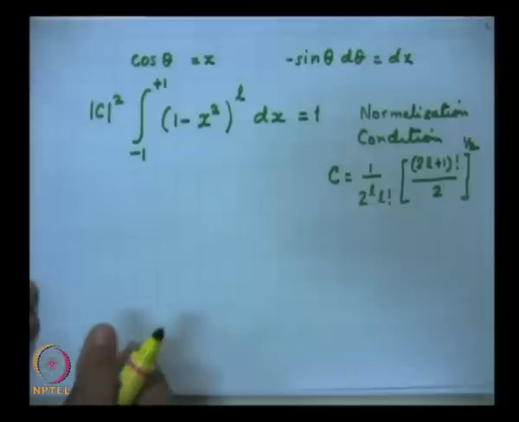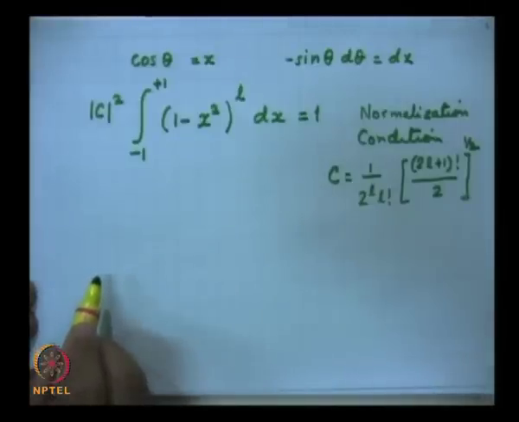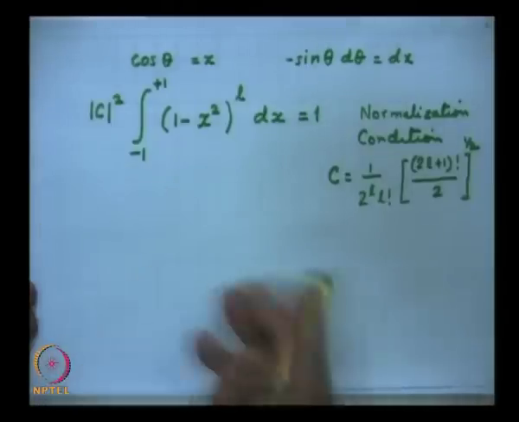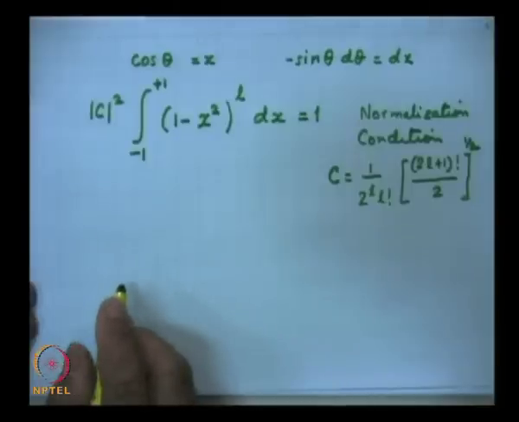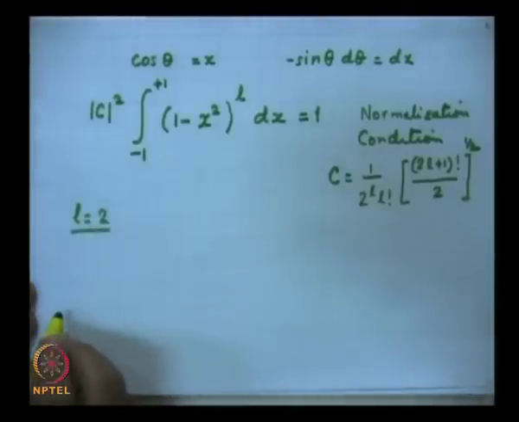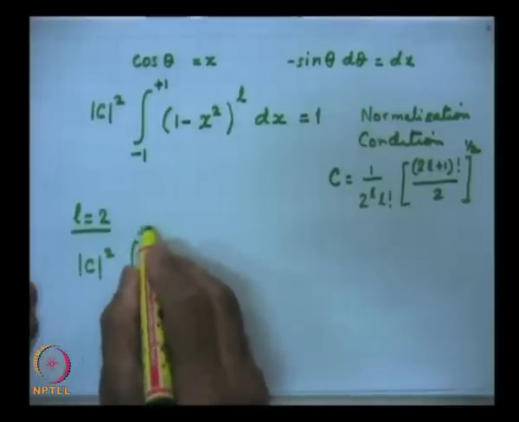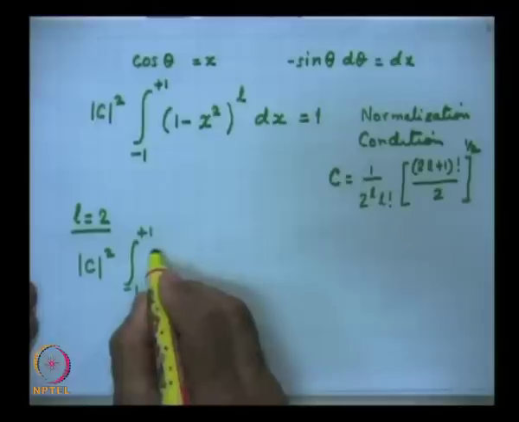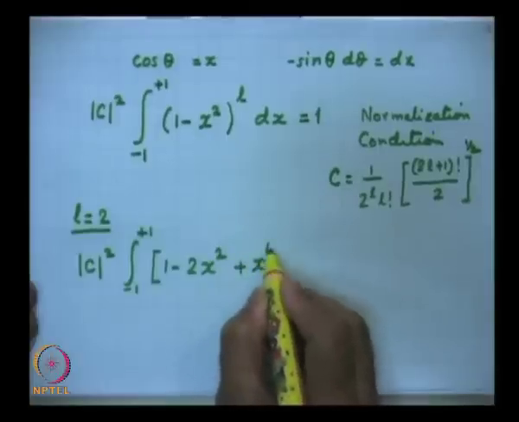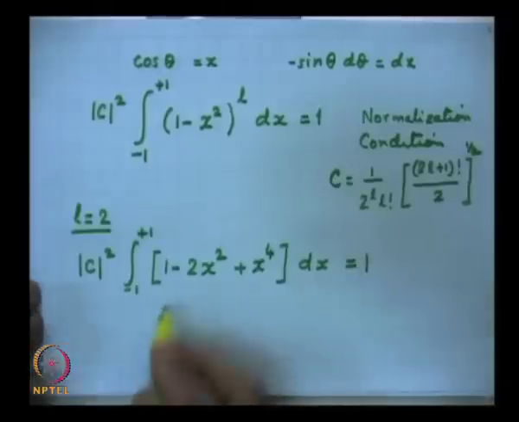So, what I am going to tell you today is that if you do not remember the value of C, then you can very easily calculate it by brute force integration. So, let me consider the case when L is equal to 2. When L is equal to 2, you get C square times the integral from minus 1 to plus 1 of (1 minus x square) whole square, so this is 1 minus 2 x square plus x to the power of 4, times dx, is equal to 1.